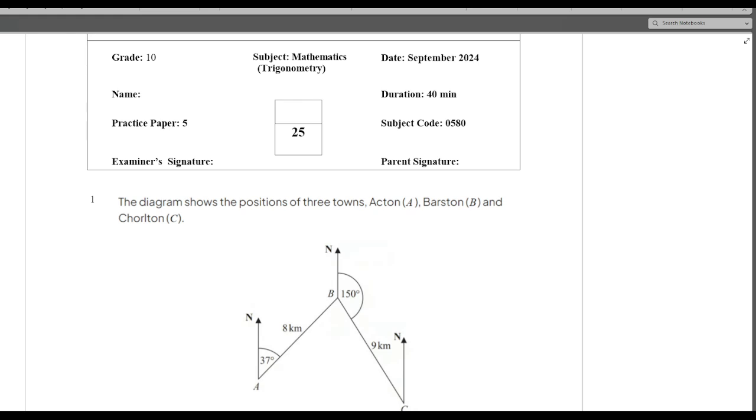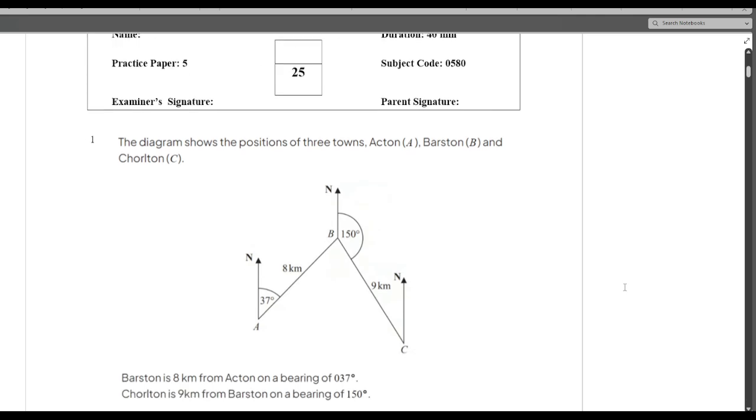Hello everyone. Be ready with your notebook and calculator. Today we are solving one practice paper based on trigonometry. Let us start with first question.